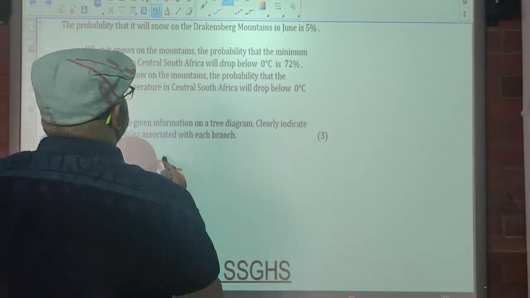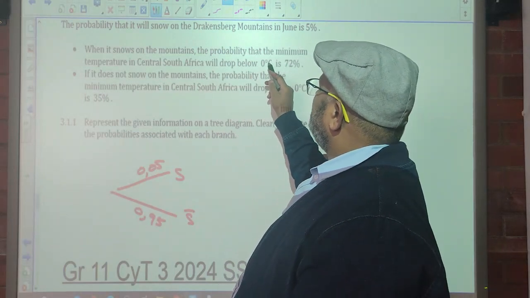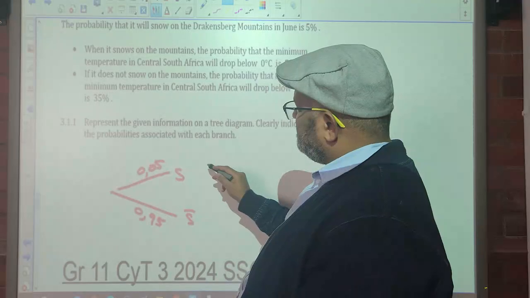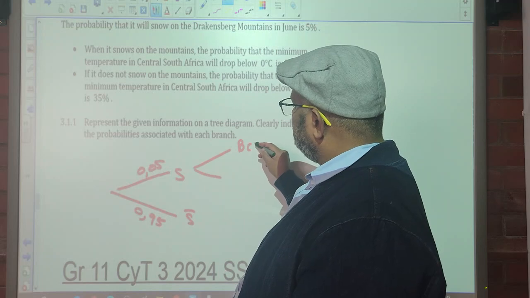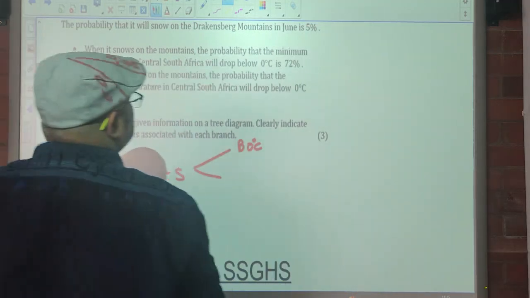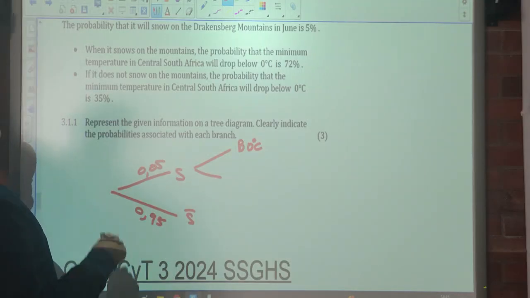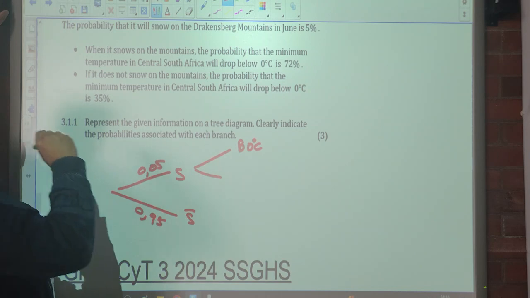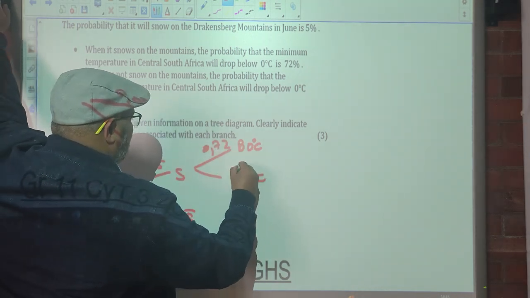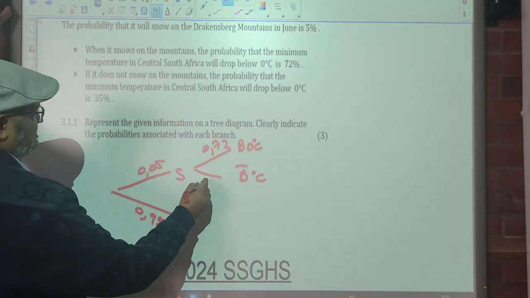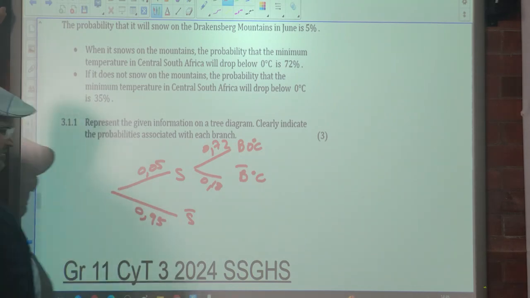When it snows on the mountain, the probability that the minimum temperature in Central Africa will drop below 0 degrees is 72%. So what is the probability that it will not drop? 18%? Or is it 28? 28.